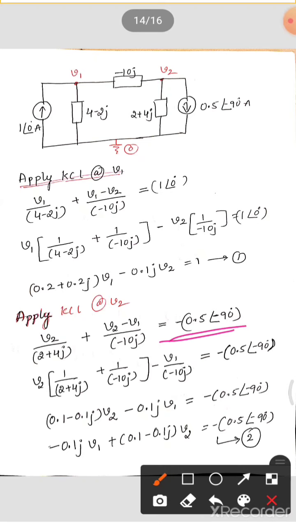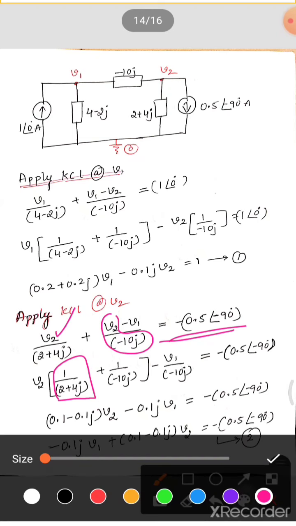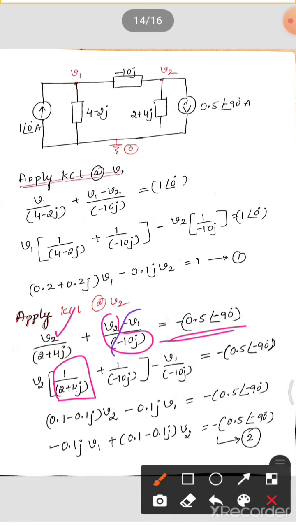All right, so simplify this. V2 you can take outside, which will be 1 by (2 plus 4j) plus 1 divided by minus 10j. We have a V1 also, which is V1 divided by minus 10j, which is equal to minus of 0.5 at an angle minus 90. Simplify this. You get 0.1 minus 0.1j V2, and then a minus 0.1j V1 equal to minus of 0.5 at an angle minus 90.